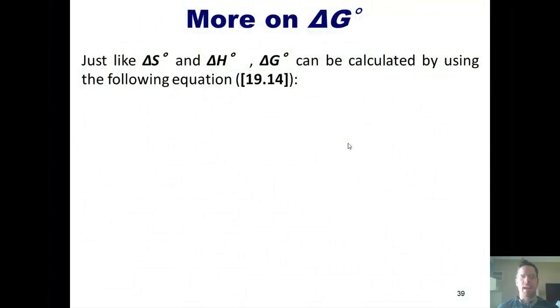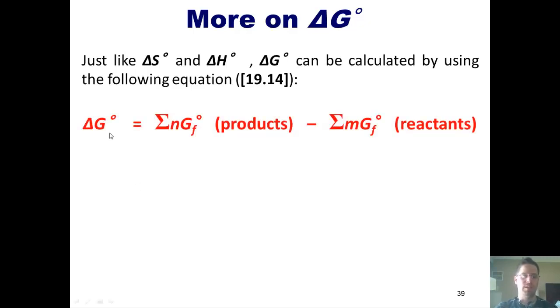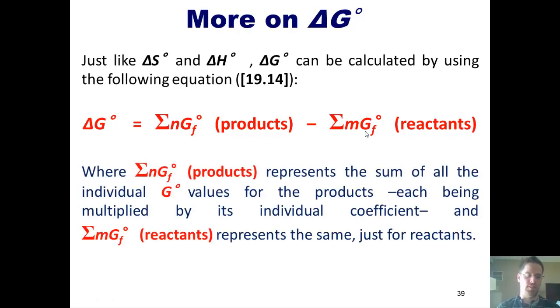Just like delta S and delta H, delta G can also be calculated by using the following equation, equation 19.14 from our book, where delta G for a reaction equals the sum of the individual G values for our products minus the sum of the individual G values of the reactants. Each of those are multiplied by their respective coefficients.